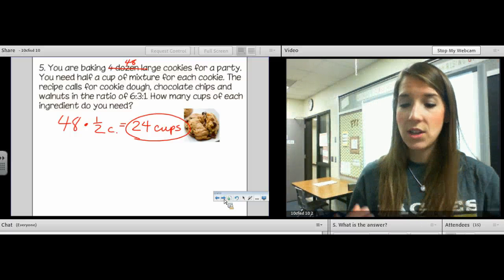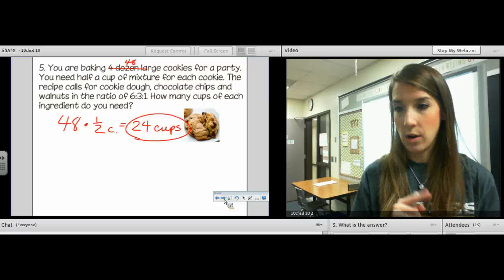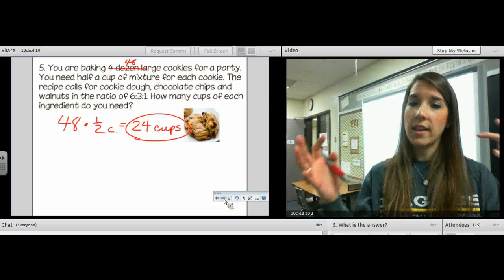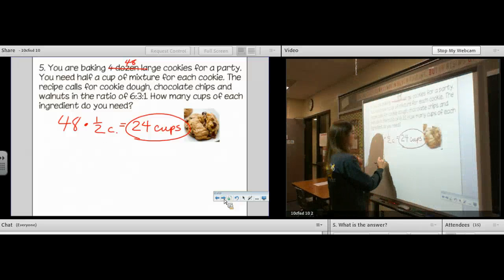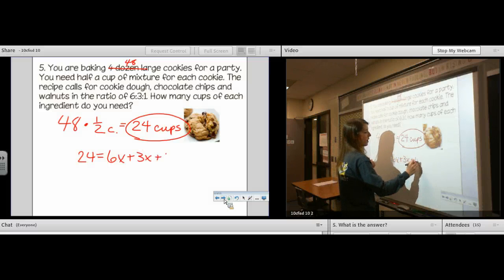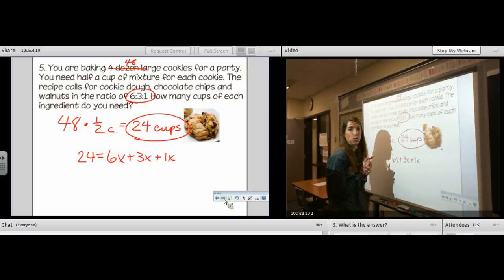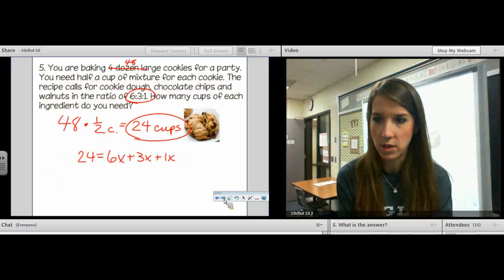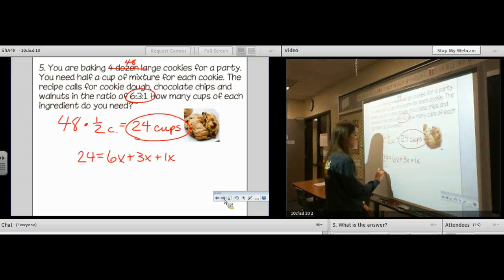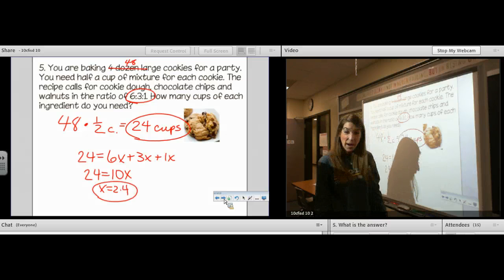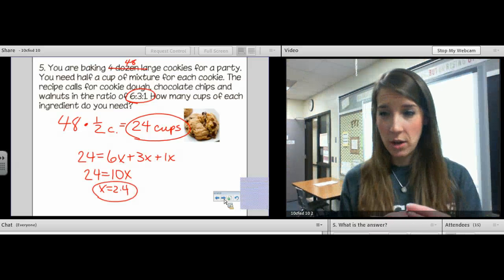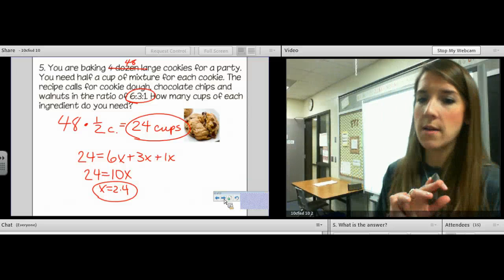Now, each of those things are in a ratio of 6 to 3 to 1. So we're going to have a lot of cookie dough, a little bit of chocolate chips, and a tiny bit of walnuts. So 24 equals 6x plus 3x plus 1x. I just took this and added an x to each one, just like we did the flagpole problem yesterday. So 24 is 10x, so x is 2.4. 2.4 is like our common ratio, that common product.